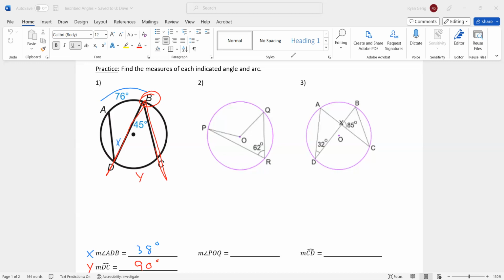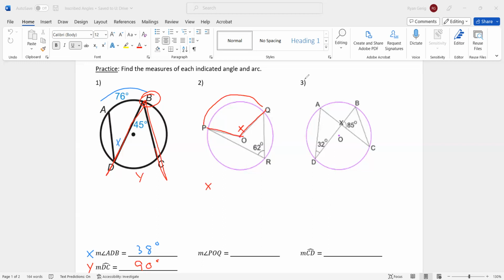Right. Next one, I'm looking for angle POQ. Now that's not an inscribed angle. It's also not an arc. That is a central angle, right? Well, how am I going to find that? Well, if I'm looking for that angle, isn't that equal to its intercepted arc? Central angles are equal to its intercepted arc. The intercepted arc is PQ. So if I can find PQ, I will have X.